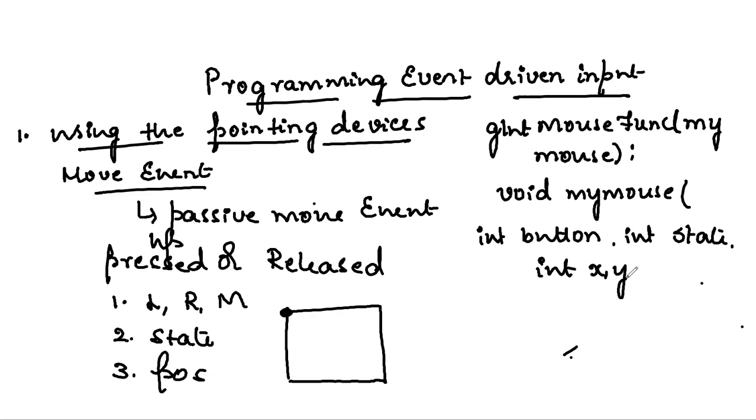That is, the position is written in terms of both x and y, indicating the coordinate of the x value and the coordinate of the y value on the screen. So this can be written as int x and int y. These are the arguments.